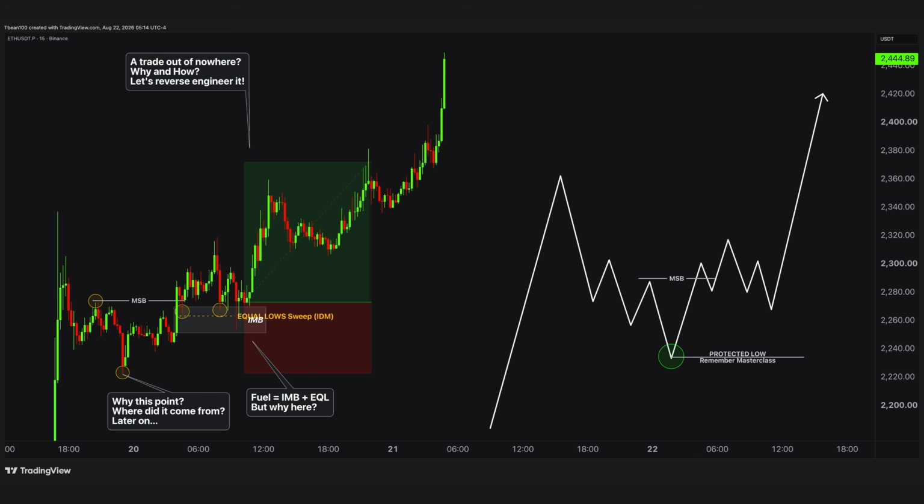If you are in the masterclass, you will know the importance of these protected lows and highs. So inside this market structure shift range, what we notice is a nice equal lows location which is creating the inducement, the IDM. And you should remember the inducement areas like this one. These are generally most powerful if they are combined with inner imbalances. So this is why we have this very nice fuel location to enter a trade.